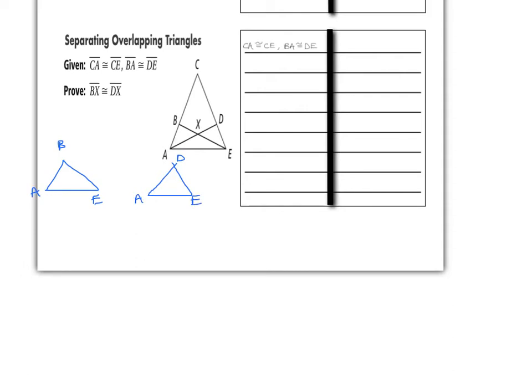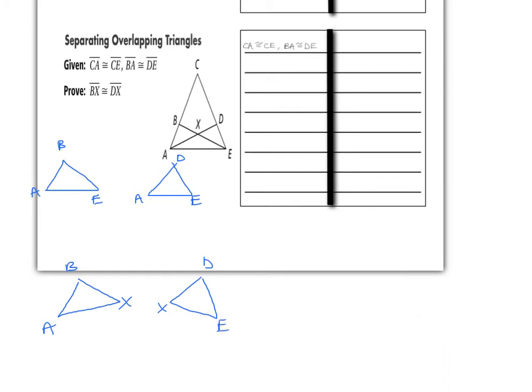Okay, that's this triangle here and this triangle here. I also know that I have two of the smaller triangles. I've got triangle BXA and I've got triangle DXE.